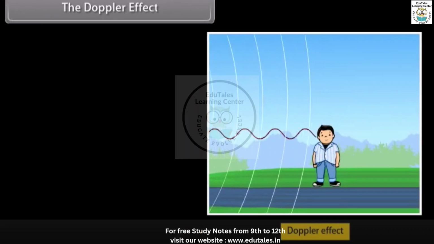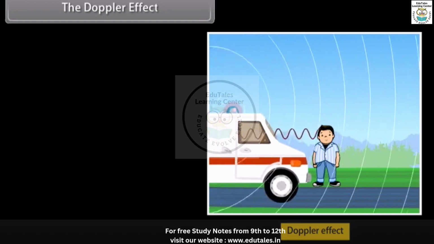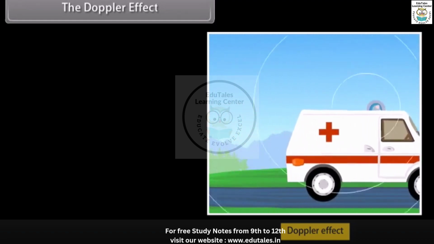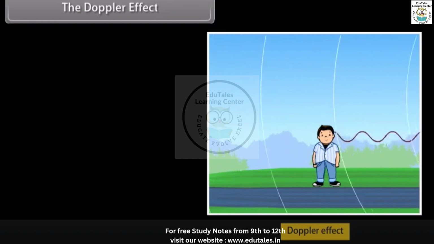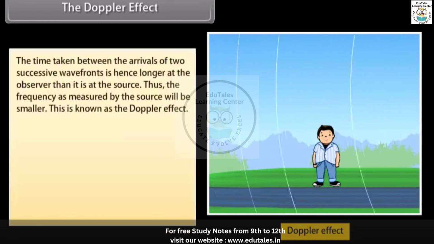The Doppler effect. Consider when there is a medium and the source moves away from the observer, then latter wavefronts have to travel a greater distance to reach the observer. The time taken between the arrivals of two successive wavefronts is hence longer at the observer than at the source. Thus, the frequency as measured by the observer will be smaller. This is known as the Doppler effect.